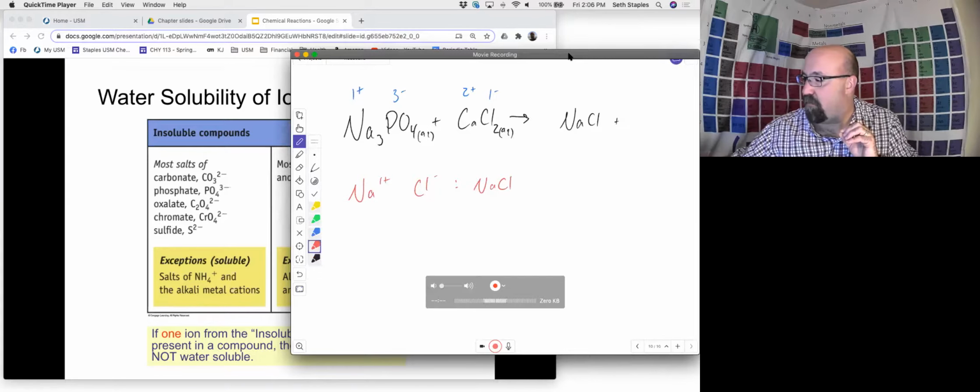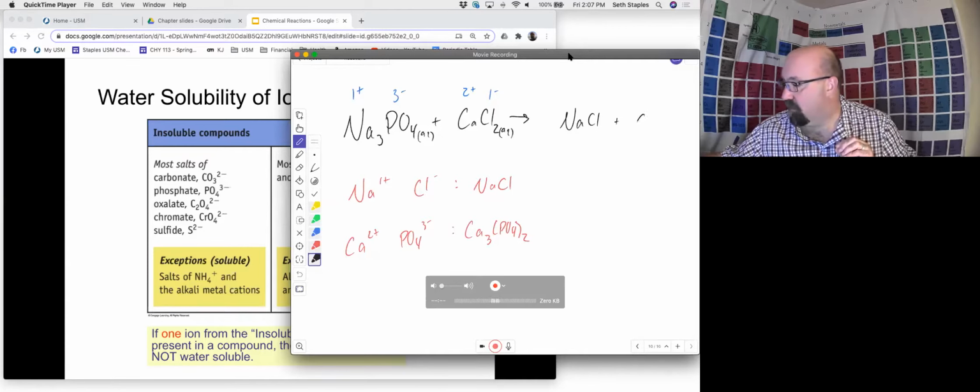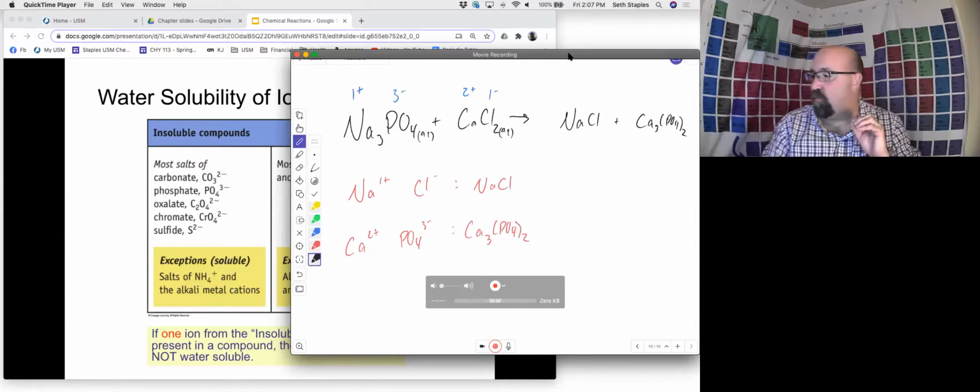Our other combination is Ca2+ and our phosphate with its 3-. So those come together as Ca3PO4, just from our rules that we used last time. So we've got Ca3PO4. Now we can do one of a couple things.